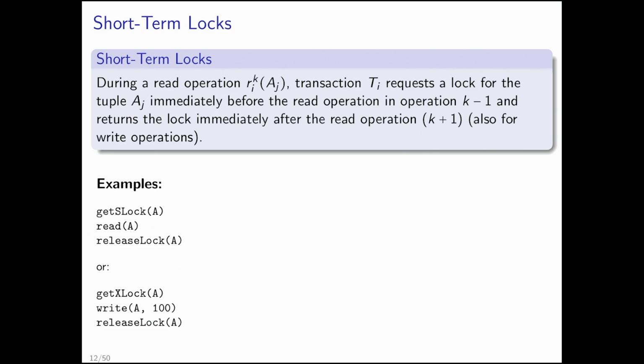Now the same for writing. You see it in the example here. Immediately before writing to A, you acquire the exclusive log. Immediately afterwards, you release it again. And those logs are called short-term logs. So just for the very action of doing a single read and a single write, you get the log, release it. Get the log, release it. That's called short-term.